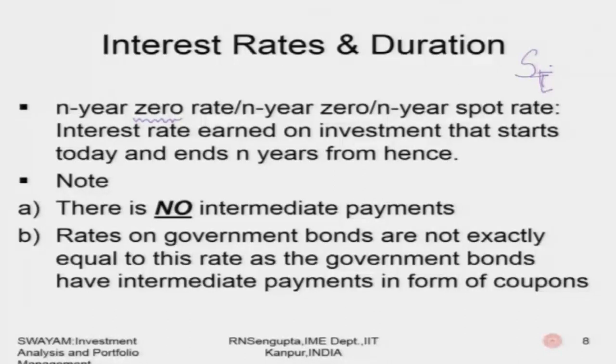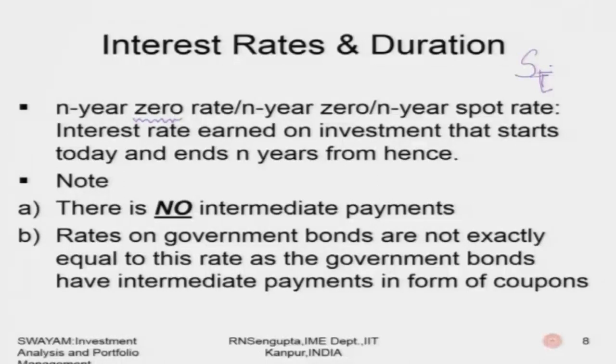So, we will consider the n year zero rate, n year spot rate, that is basically the interest rate on investments that start today and end n years from hence. Obviously, in between there may be payments, there may not be payments. Not for this case, but there would be such cases, based on which we can recalculate and find out the exact interest rate depending on any coupons or part payments being done as we continue the investment. For this n year zero rate, there are no intermediate payments. So, once I invest, I get the principal amount and the interest after that particular n years.